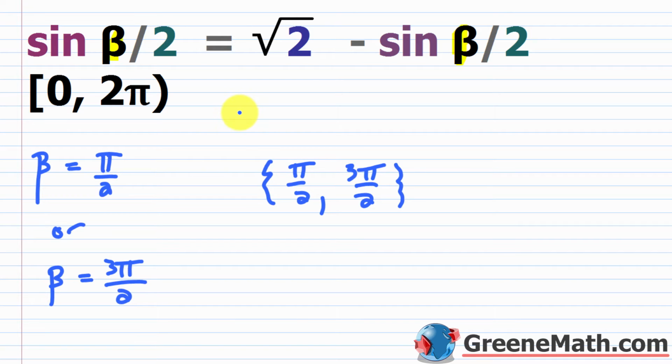All right, so one thing I want you to do is pause the video, go ahead and plug pi over 2 in for beta in each case, and verify that these solutions do work. You can just do one of them. I'm going to just say, trust me that they both work, but just pause the video and see that for yourself. If you plug in pi over 2 right here, so you have pi over 2 divided by 2, and right here, pi over 2 divided by 2, you would get a true statement. The left side would be equal to the right side.